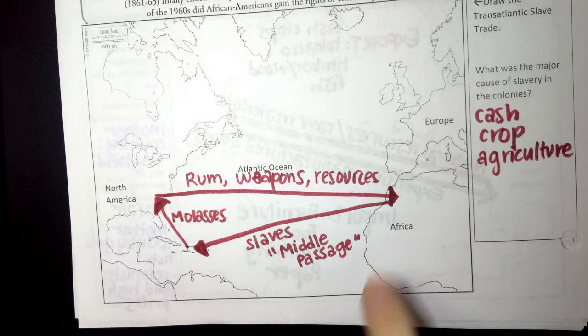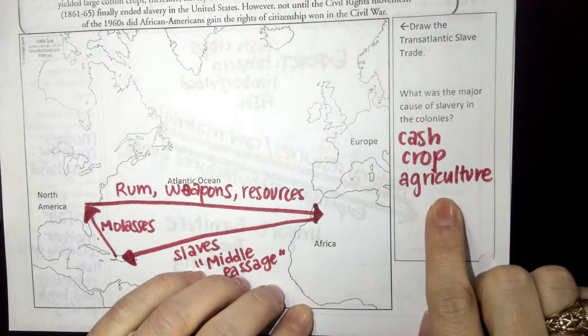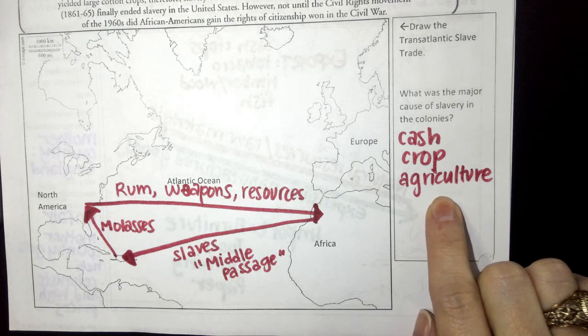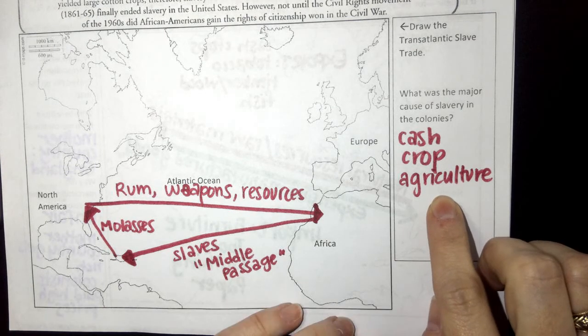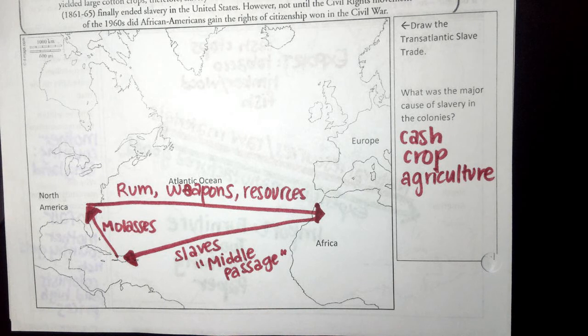Okay? Now the one question that gets asked consistently year after year is, what was the major cause of slavery in the colonies? And that was the cash crop agriculture. Even though there will be some slaves in the northern and middle colonies, 90% of the slaves in America were in the southern colonies to help out with cash crop agriculture to make the colonists richer with their plantations.